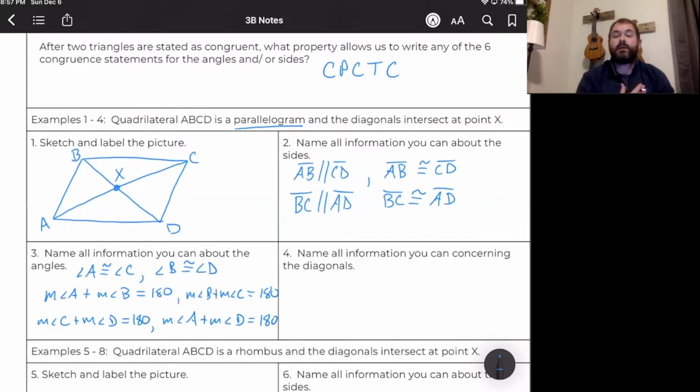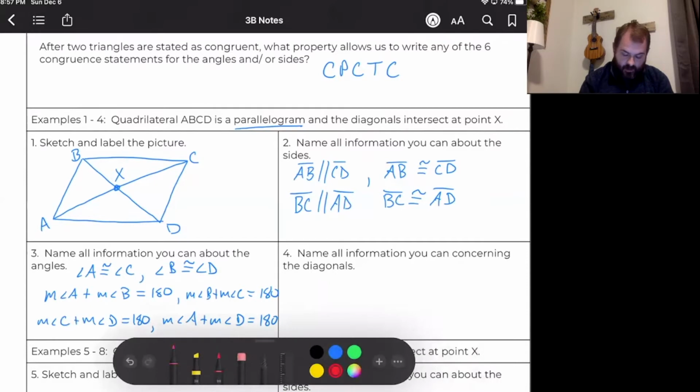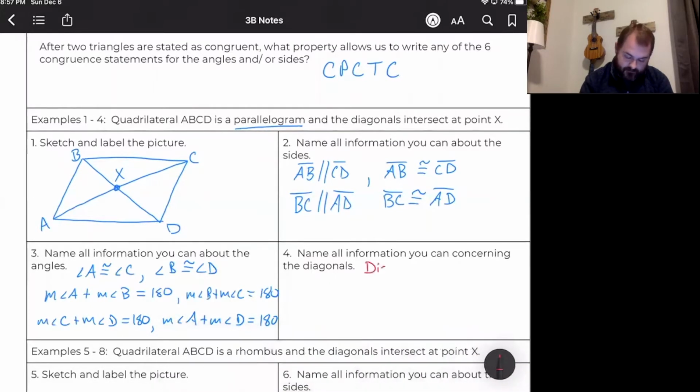And then finally, we want to name all the information we can concerning the diagonals. Now, I want you to remember that what we know about diagonals in a parallelogram is that they bisect each other. So we can even write that in words as the property.